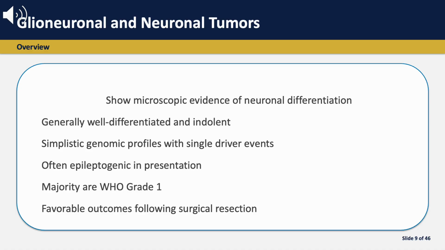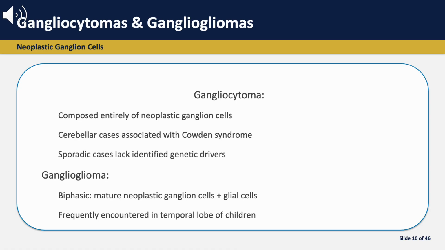Glioneuronal and neuronal tumors show microscopic evidence of neuronal differentiation and are in general very well differentiated and indolent in behavior. Most demonstrate simplistic genomic profiles with single characteristic driver events. These tumors are often epileptogenic, and most are WHO grade 1. They demonstrate favorable outcomes following surgical resection.